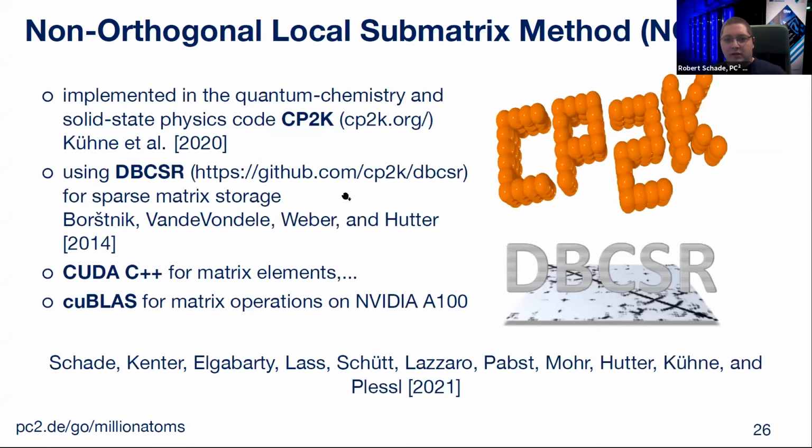We've implemented that in CP2K using DBCSR for the underlying sparse matrix storage, CUDA C++ for the matrix element creation kernels, and cuBLAS for the matrix operations. Right now, it's not yet in mainline CP2K, but this will happen in the next month or so.